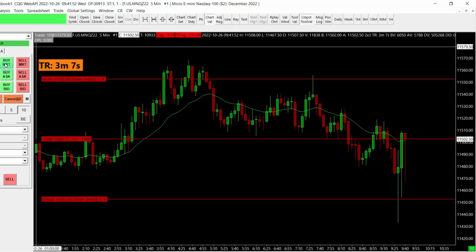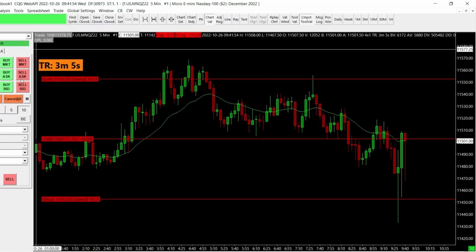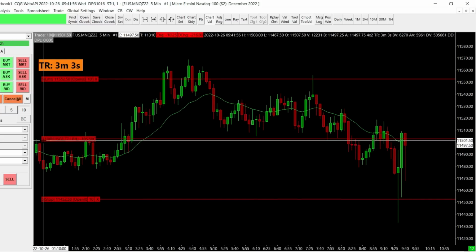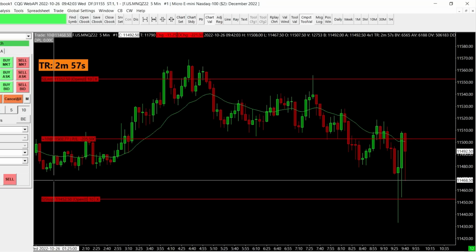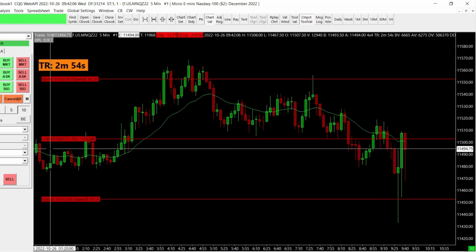So this is where it started to bounce off support, and then you see me, I just got in the market. And I got in a little bit late because I was looking at something on my other screen, but it is what it is. I still got in. It wasn't that late. So right now the market's pulling back a little bit. I definitely see buyers trying to come back in.